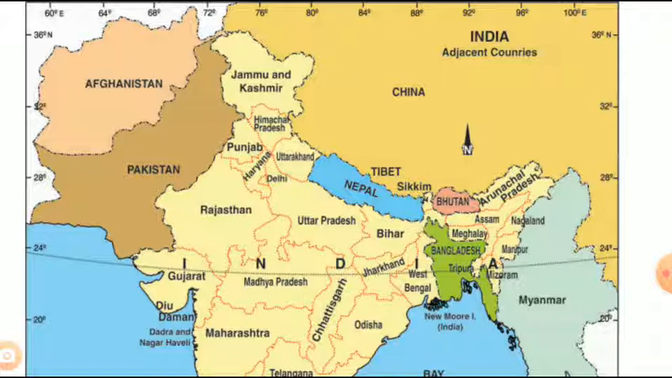We are having neighboring countries like Myanmar, Bangladesh, and Bhutan in the east, Nepal, Tibet, and China in the northeast direction, and Pakistan and Afghanistan in the west directions. So all these neighboring countries are connected to India via land routes or land boundaries. And these land boundaries are marked with black color in the map.